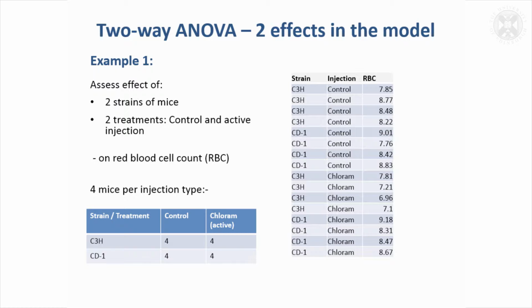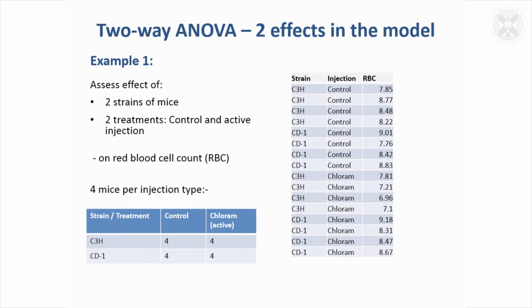So the experiment was done. There were two strains of mice, C3H and CD1. So these are two genetic strains of mice. The overall objective of the experiment was to see how this active injection, called chlorum, affected their red blood cell count. Half the mice were controls, so they had a sham injection, and half of them had the active injection, chlorum, and their red blood cell count was measured after having the injections. There were 4 mice in each of the groups for each strain, so 16 mice altogether.